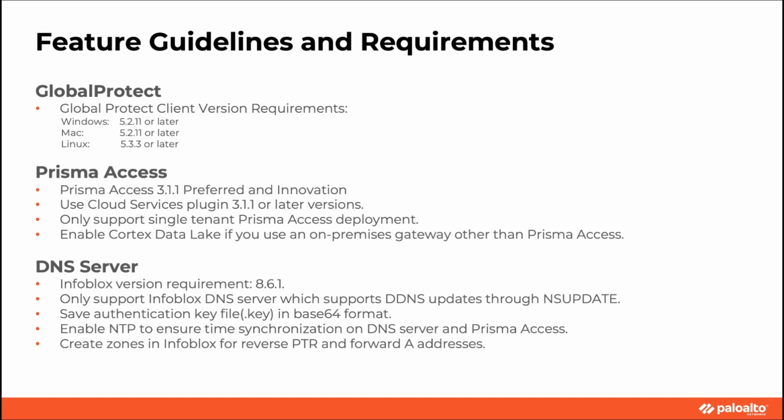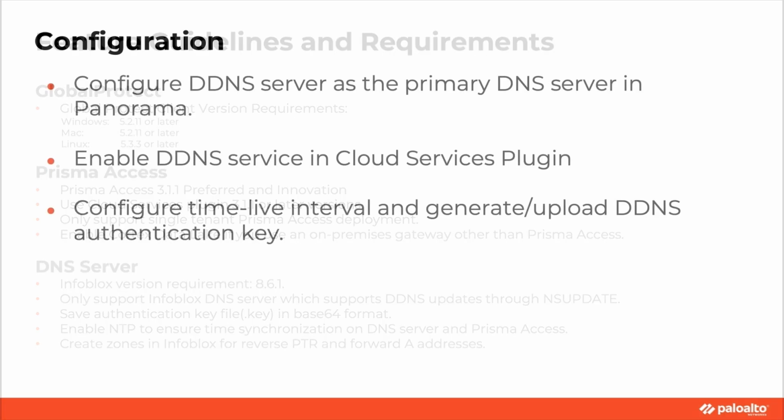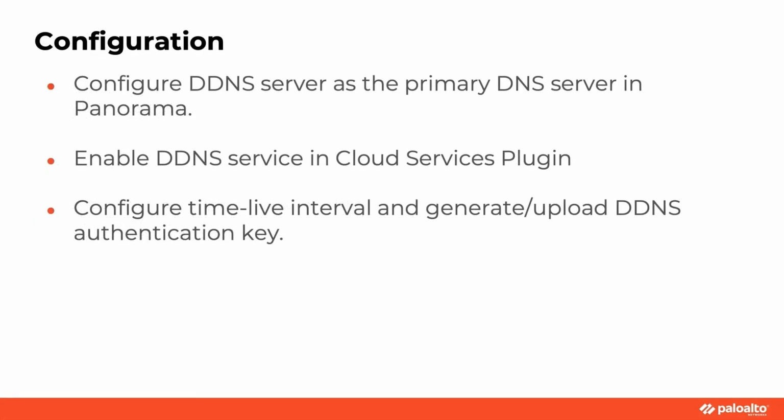There are also requirements for the DNS server. We need the DNS server to be able to update DDNS through NS update, and at the moment, we only support Infoblox DNS server with version 8.6.1. Prisma Access requires a base64 format authentication key file. We will cover key generation and management in the following demo. NTP is required to guarantee time synchronization between Prisma Access and the DNS server. Zone creation in the Infoblox server is also required for reverse pointer and forward A records.